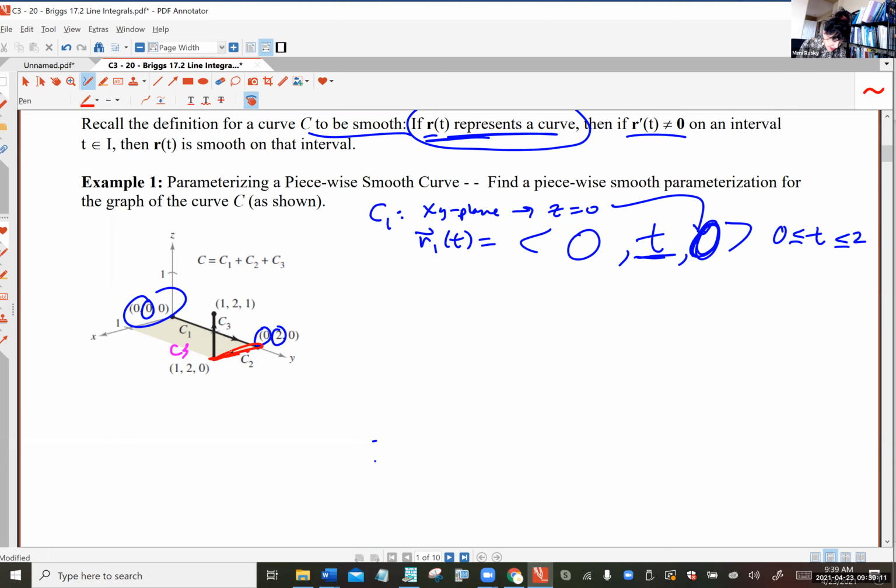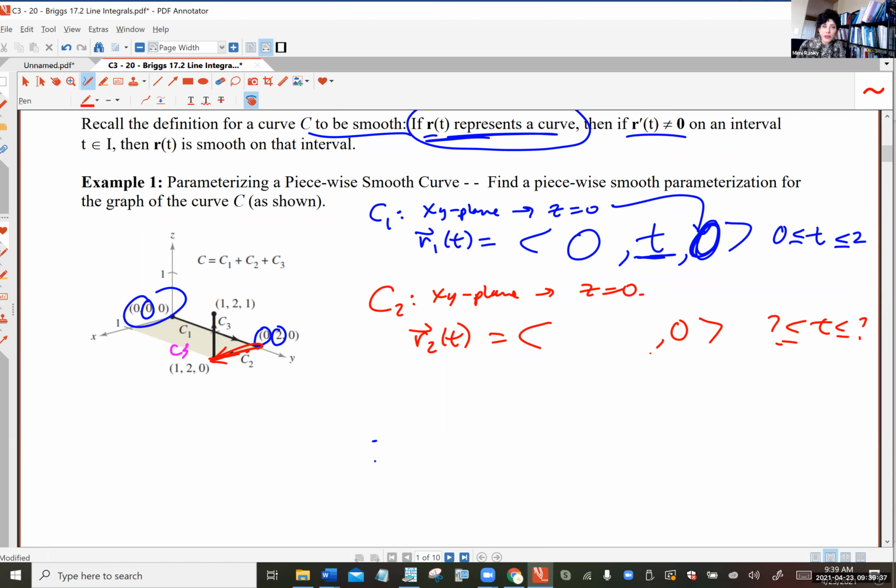Let's parameterize the second leg of our journey, C2. C2 is also flat in the XY plane. Good news. That means its third component is also going to be zeroed out. So we'll call this vector valued function R2 of t. And we will also have to figure out what the range of t is for that vector valued function. So the third component is again zeroed out because we're flat in the XY plane.